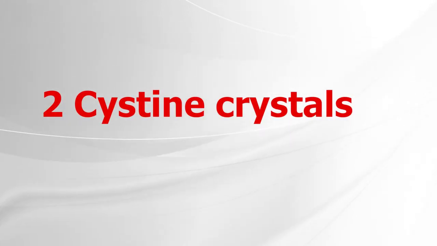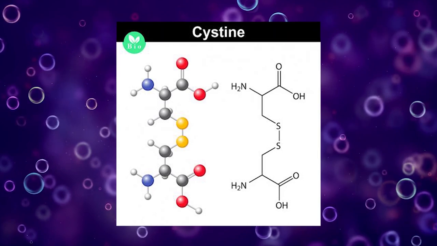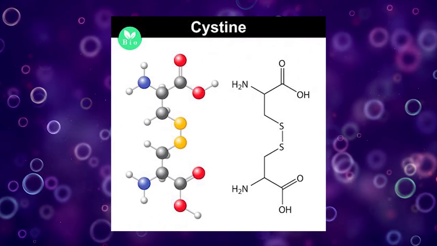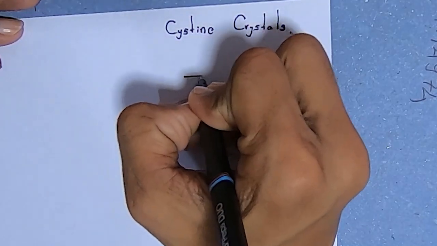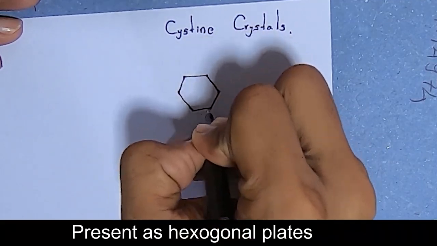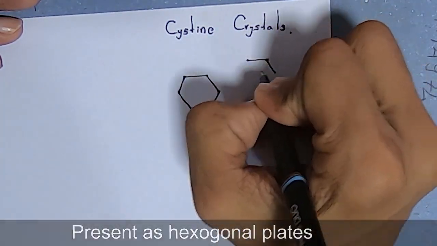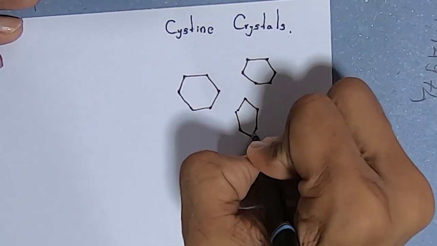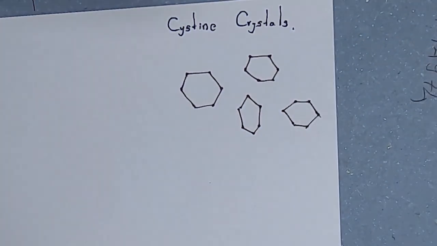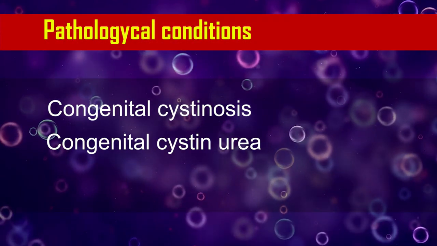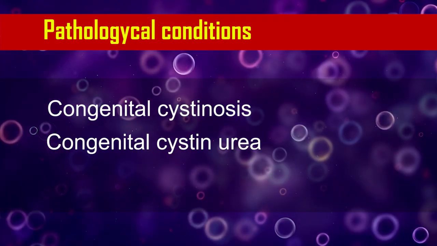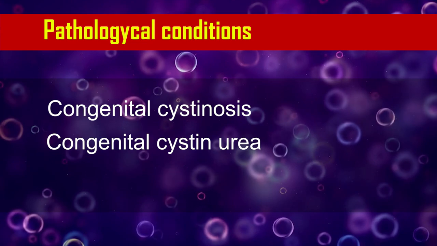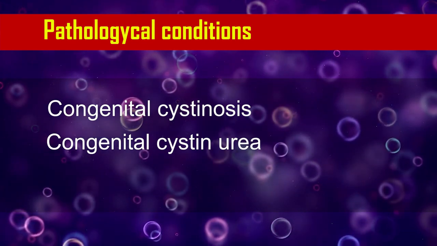Cystine crystals. Actually, cystine is a type of amino acid and it can cause urine crystals. These are present as hexagonal plates and soluble in hydrochloric acid and ammonia. Congenital cystinosis and congenital cystinuria are some of the pathological conditions where they appear in urine.